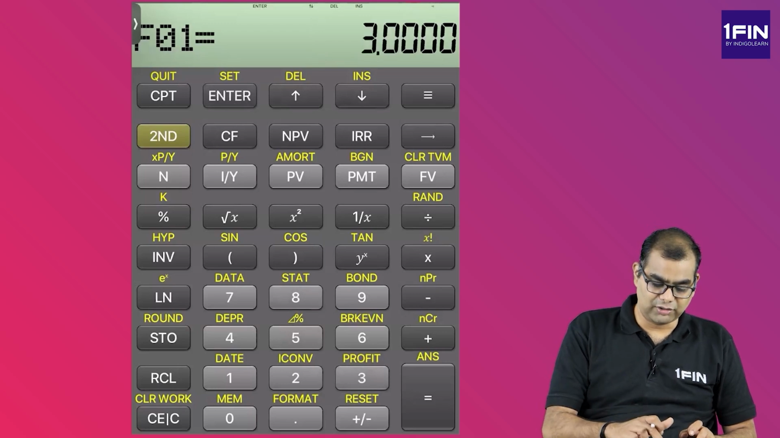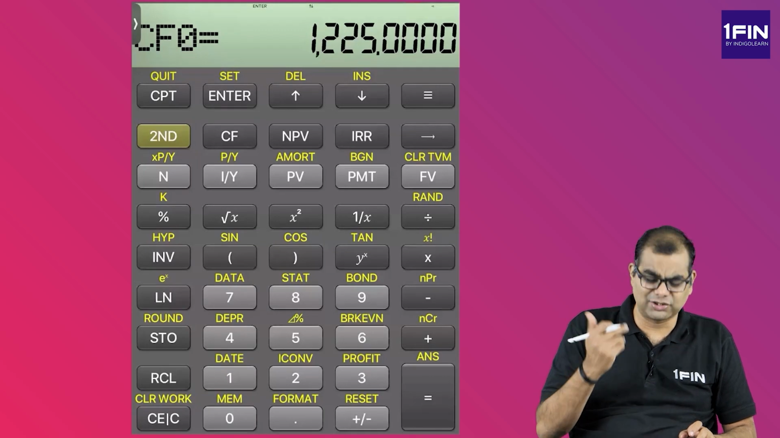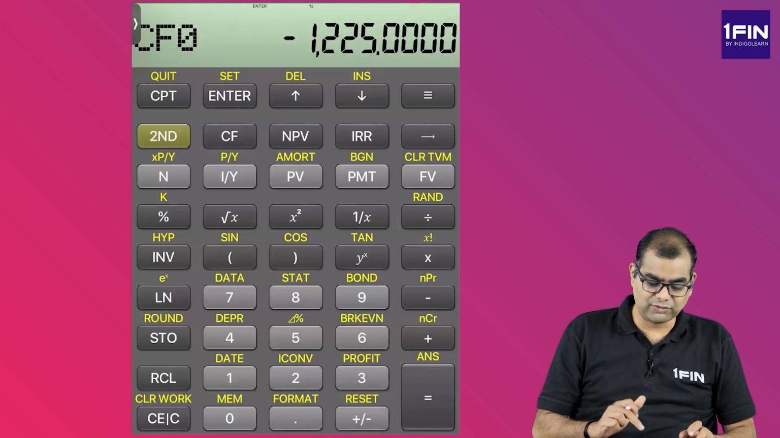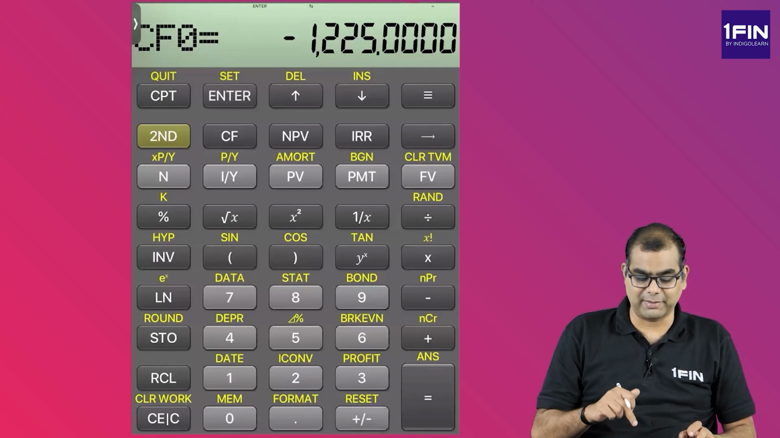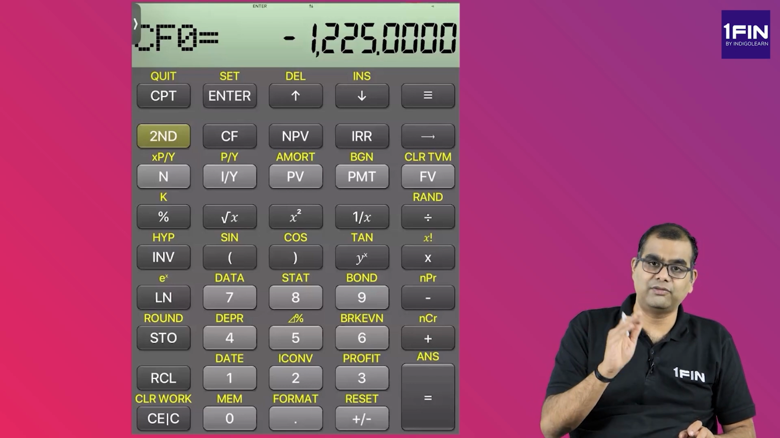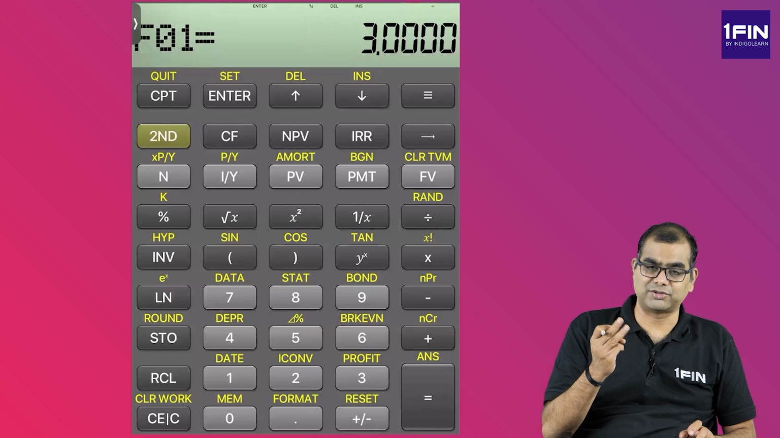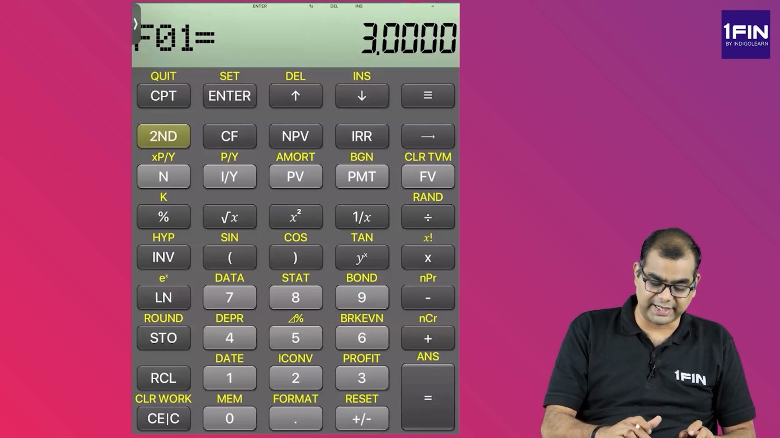Okay, so now let me go back and check. CF0 is 1225. Now let me change this to minus 1225. So I just press the plus or minus button, a minus sign appeared in front of 1225, then I pressed enter, and minus 1225 got saved. CF0 means you made an investment of 1225, then you got a cash flow of 258 for how many times? For 3 times. The frequency is 3. 258 you got 3 times.